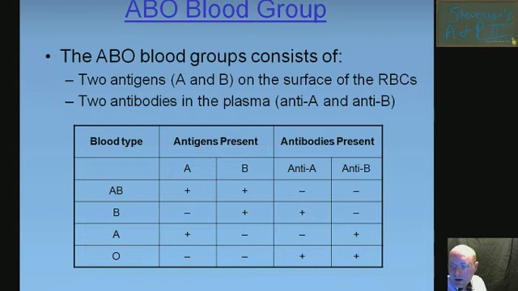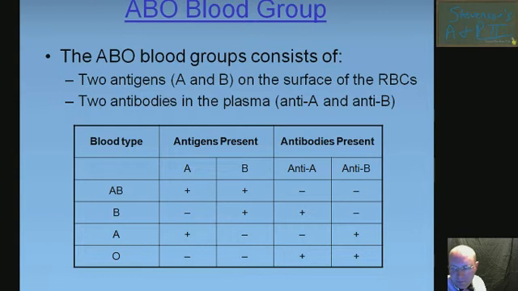Okay, ABO blood grouping. The ABO blood grouping consists of 2 antigens, A and B, on the red blood cells and in the plasma. So if you are type AB, you have antigens present for both A and B. You do not have the antibodies for anti-A or anti-B.